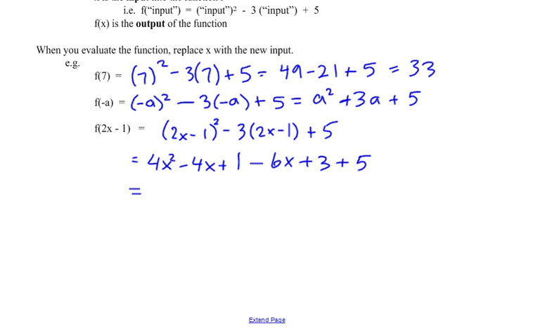So we have a 4x squared. How many x's will we get? Negative 10. Continue. Okay. And how many ones? 9. There we go. Good times, right?